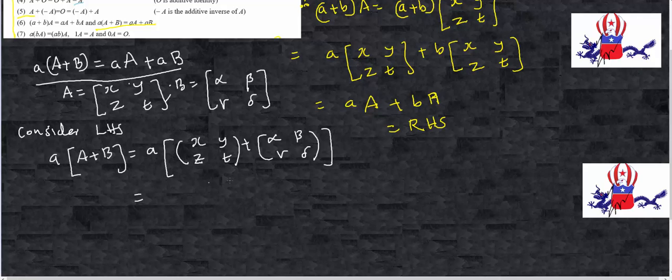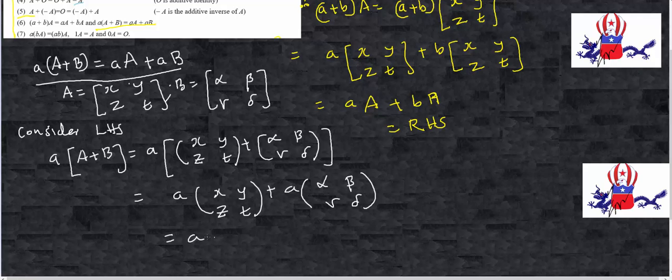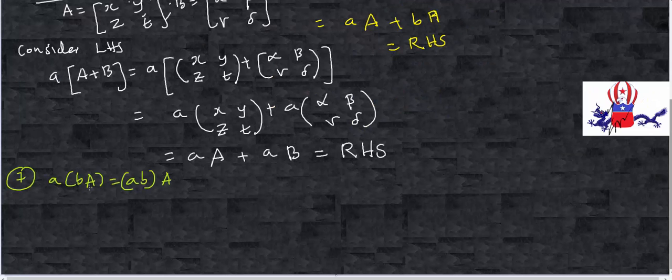Now this can be rewritten as A times X, Y, Z, T plus A times alpha, beta, gamma, delta. But X, Y, Z, T is matrix A, followed by alpha, beta, gamma, delta, which is matrix B, which is clearly equal to the right hand side. Okay, we have arrived at property number 7.